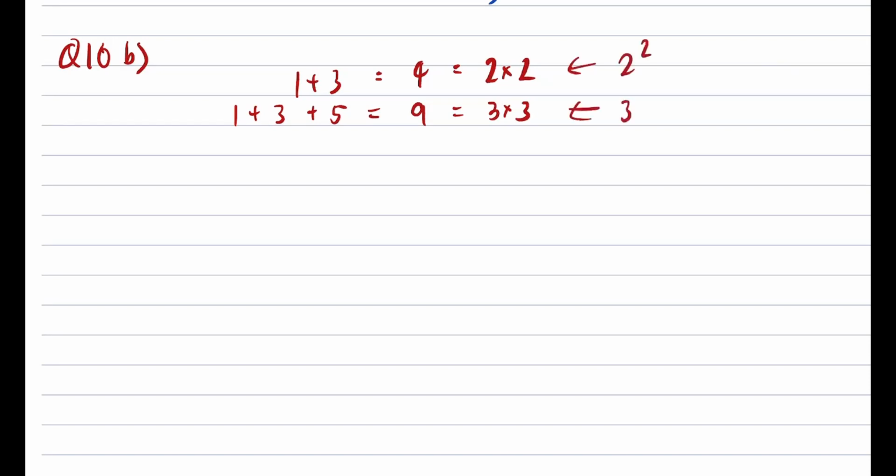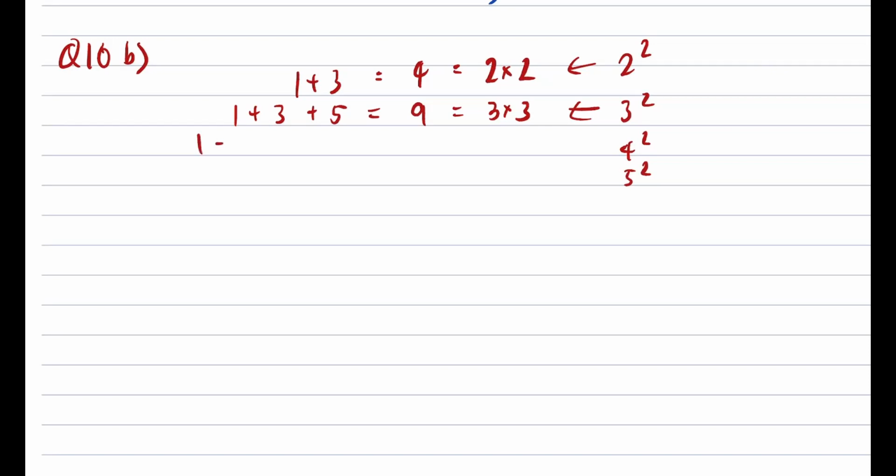So you got 1 plus 3 equals to 4 equals 2 times 2. Then you got 1 plus 3 plus 5, which is equal to 9 equals to 3 times 3. Can you see the pattern? It's just perfect squares. This is 2 square, this is 3 square, then 4 square, then 5 square, so on and so forth. Can you see, right? Yeah.